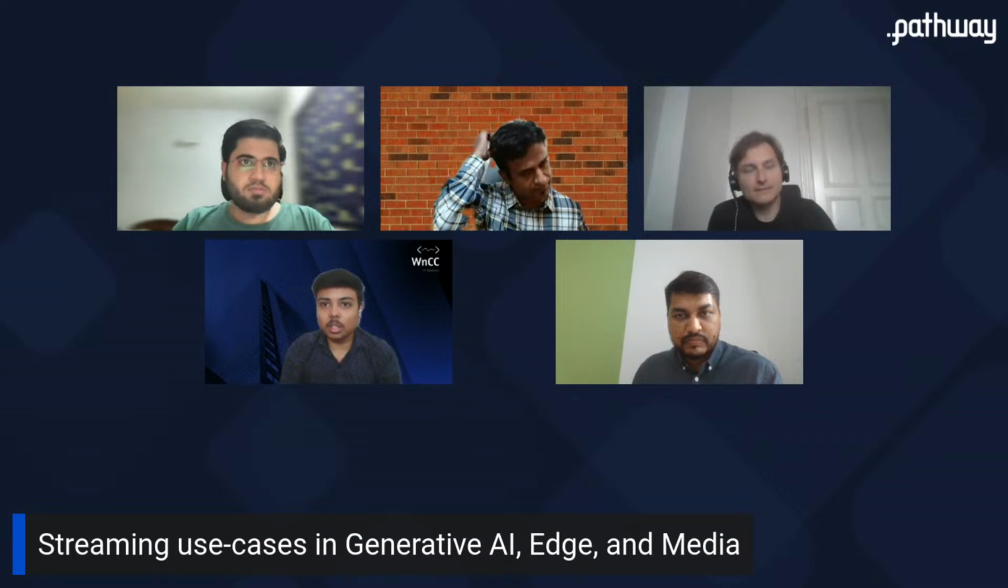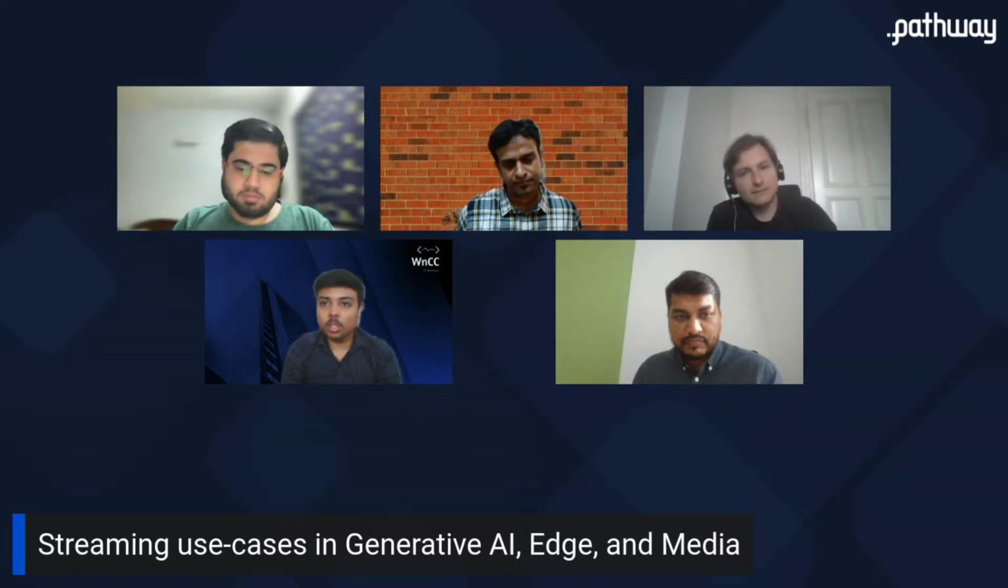So basically, these days, lots of students and professionals are working on edge and working on things like generative AI using LLMs, GANs, etc. So, have you seen any practical use cases for stream data processing in these fields?